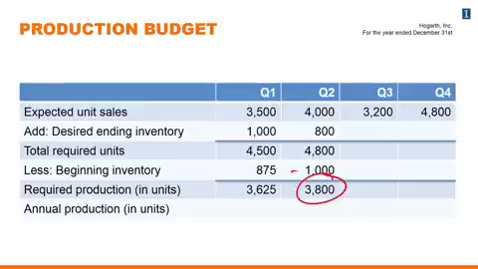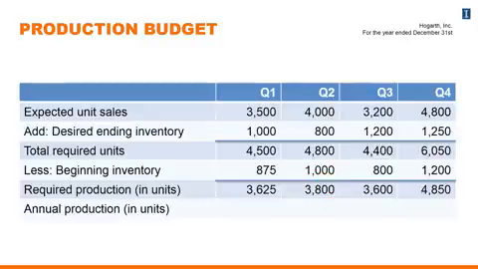Now, the same process can be applied to quarter 3 and quarter 4 to calculate the required production for those periods. And then ultimately, we can sum up the required production in each quarter to figure out what our annual production will be. And that happens to be 15,875 units. So now we're going to turn to the individual components of the production budgets and focus our attention on materials, labor, and overhead costs.